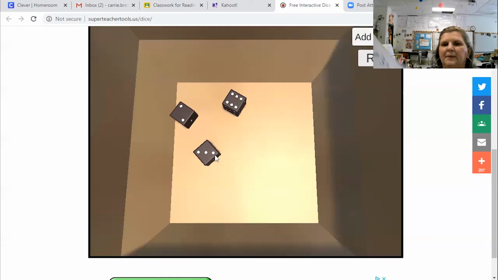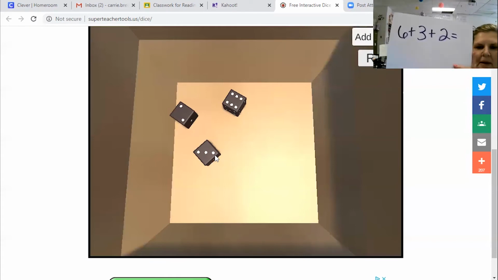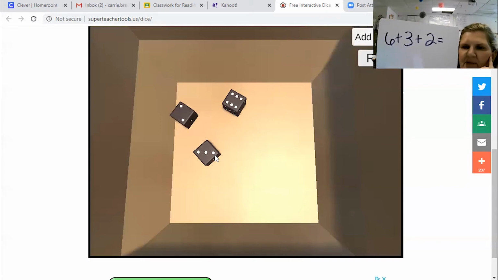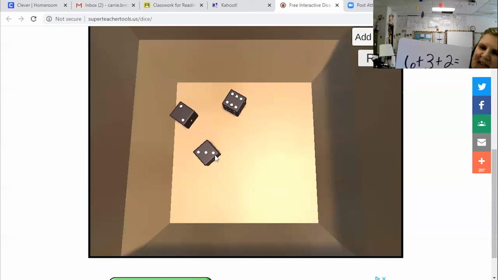And I'm going to see, could we have done a fast 10 here? No, we couldn't have. We don't have any of these that equal 10, but could we still think about that strategy? Right, what do I know about 6? What do I have to add to 6 to get 10? You're right, 4.